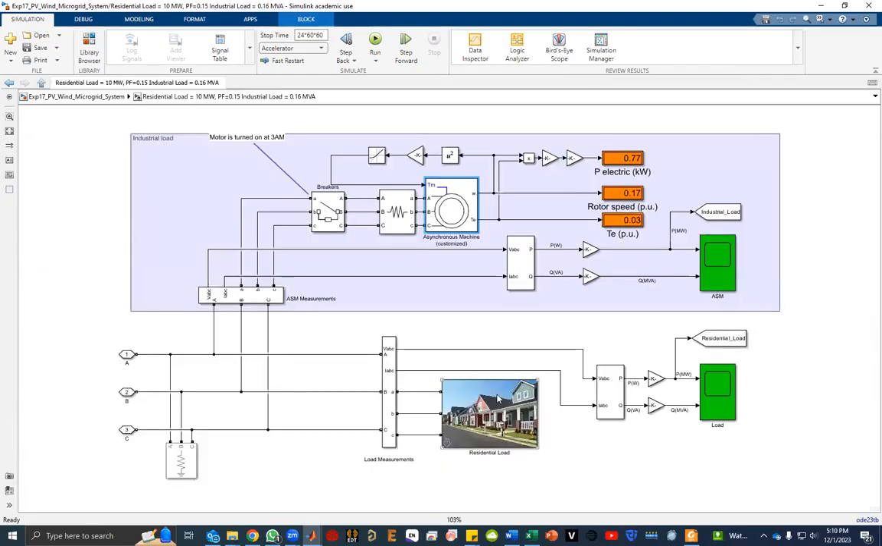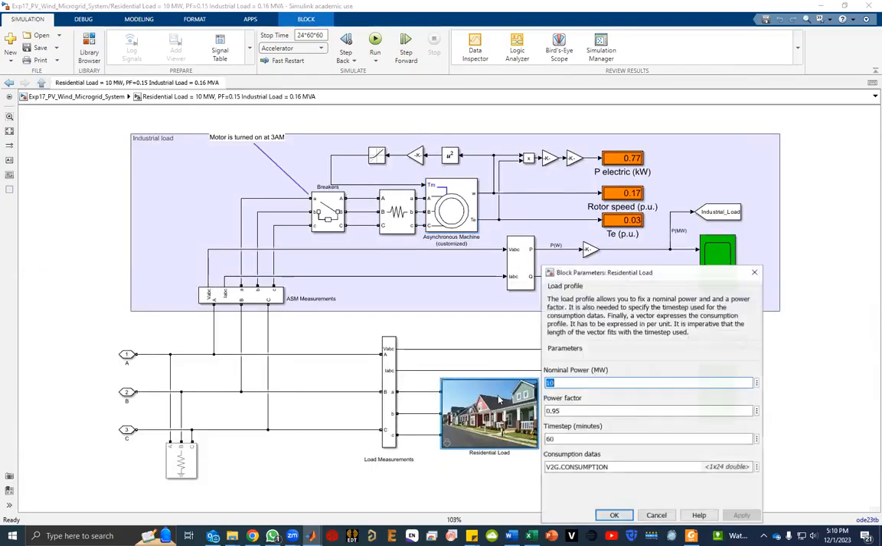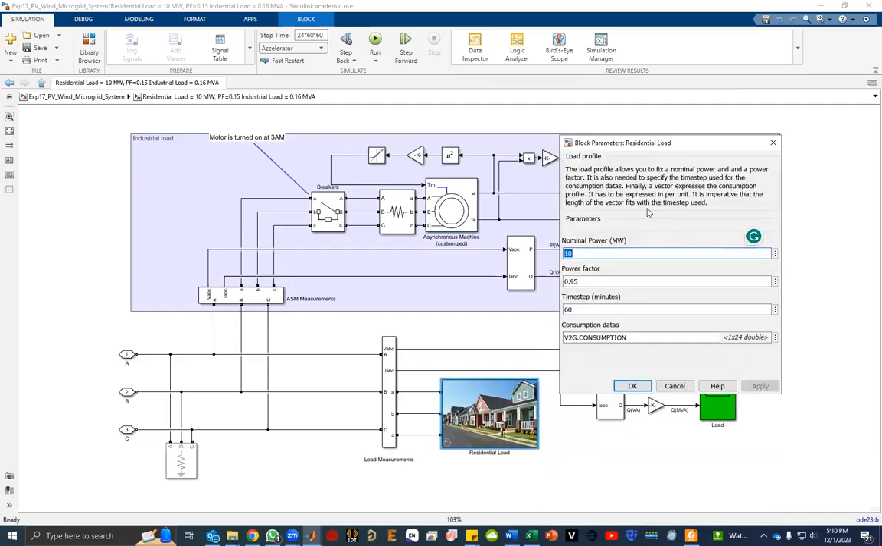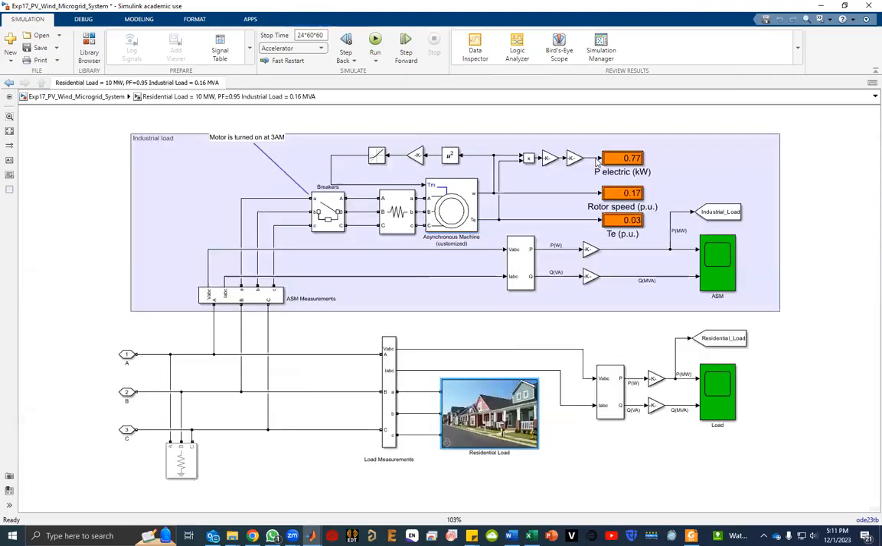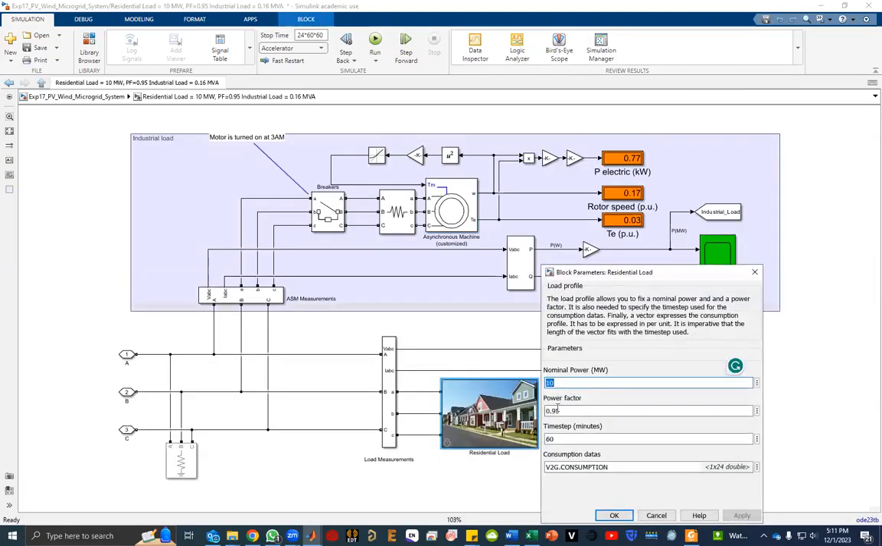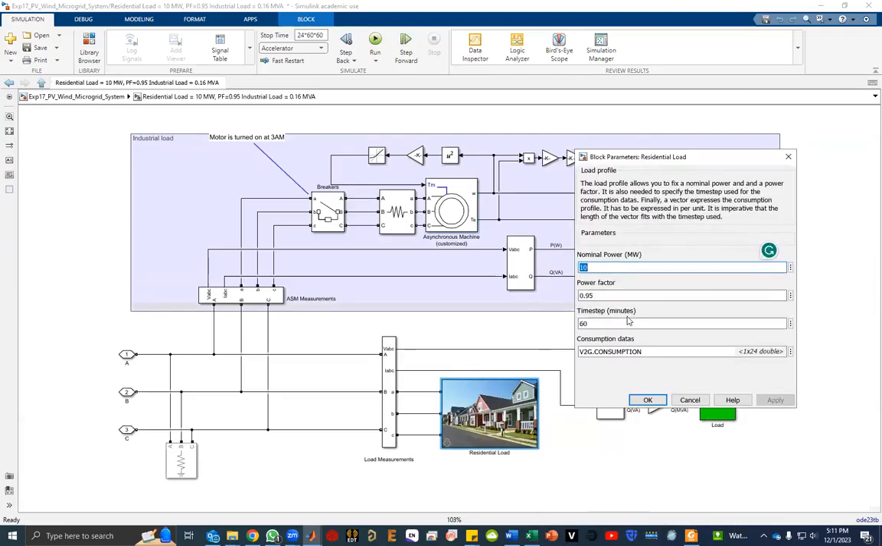So now let's talk about the residential load. We have residential load. The nominal power is this much, power factor is 0.95. That's why I was a little bit confused. So it is not 1.5, it should be 9.5. And if I look at it, the power factor is 0.95, not 0.15. 0.15 is too low. Okay, so these are the two values.